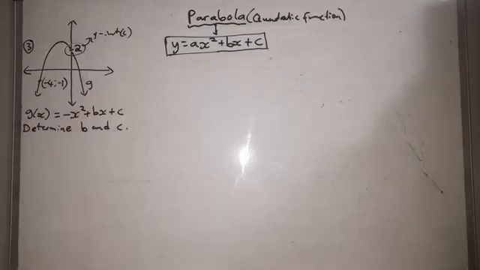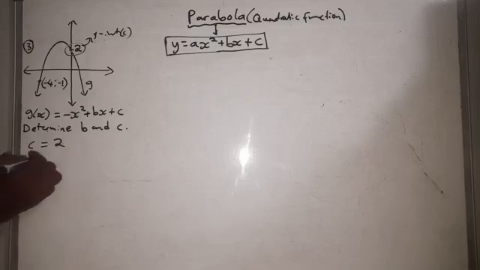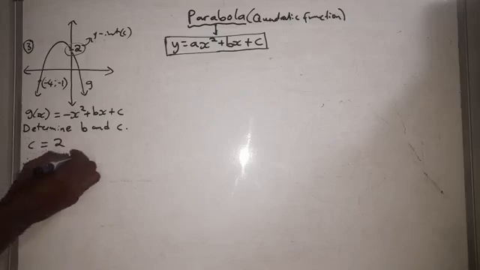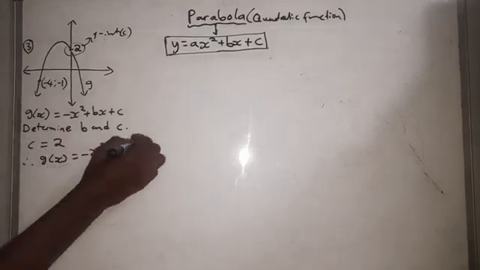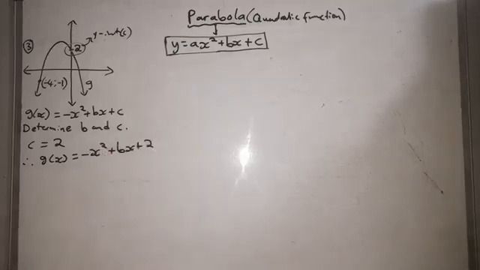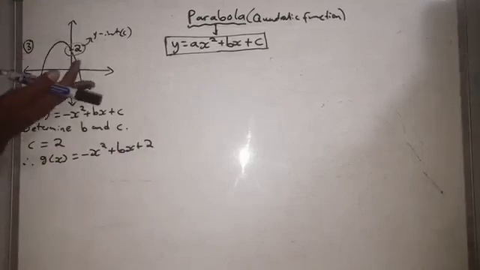So C, so far we got it. C equals 2, making g of x now -x squared plus bx plus 2. Now it's a matter of finding B. That leads us to the other information in the graph.